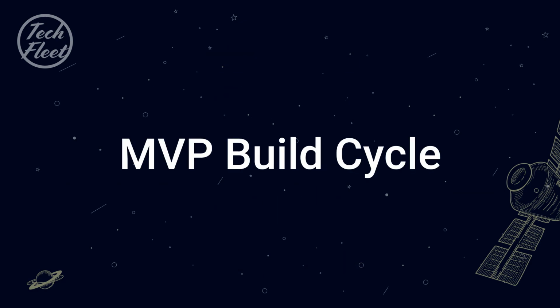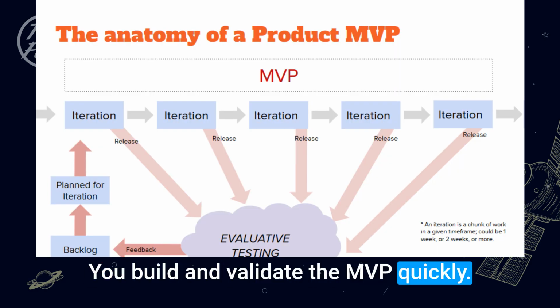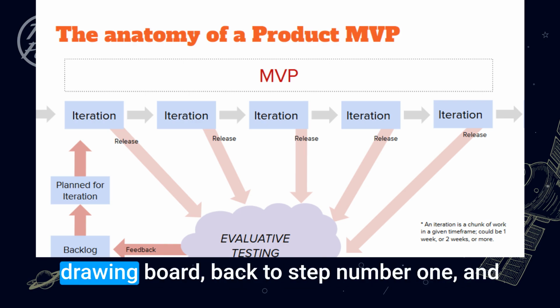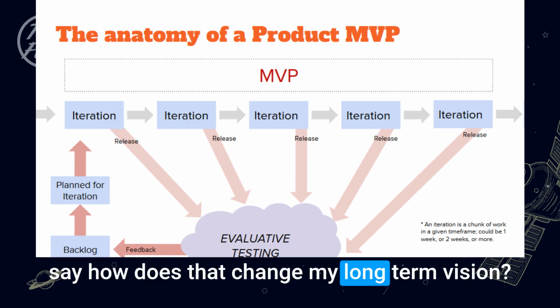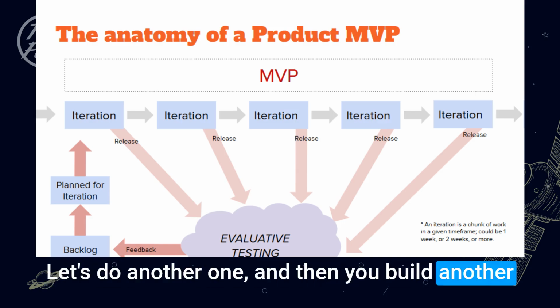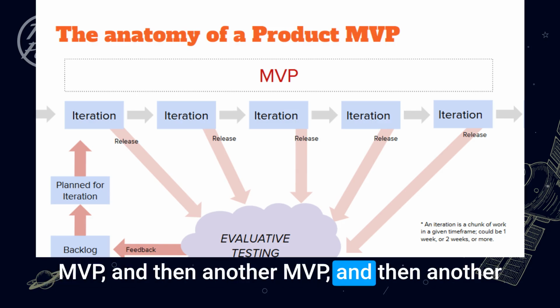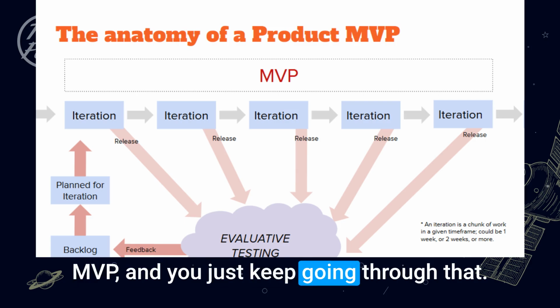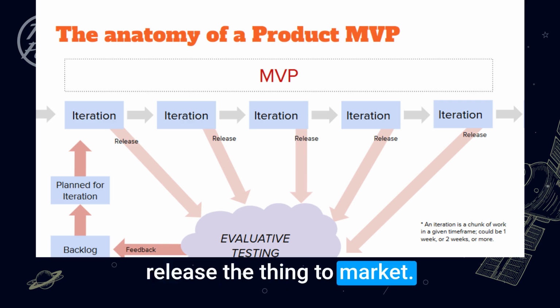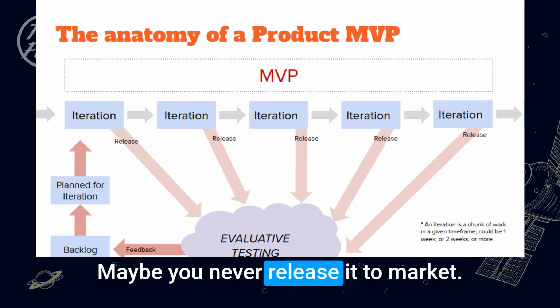Build cycle. You build and validate the MVP quickly. You deliver it. You adjust your plans, and you go back to the drawing board, back to step number 1, and say, how does that change my long-term vision? Let's do another one. And then you build another MVP, and then another MVP, and then another MVP, and you just keep going through that until maybe one day you release the thing to market. Maybe you never release it to market.